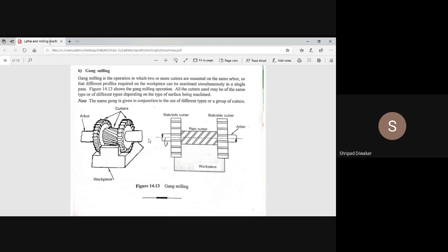So straddle milling means we can fix the two side cutters. It can perform only the similar operation. But in order to perform the variety of task, variety of machining operation on a given workpiece, we'll prefer gang milling. Okay, gang milling is two or more cutters are fixed on the same arbor. In straddle milling, only two side cutters are fixed, but in gang milling, in order to perform the variety of task, two or more milling cutters are fixed on the arbor.